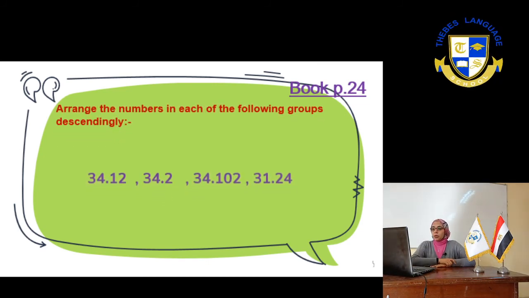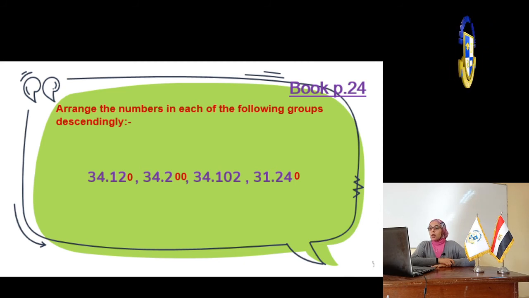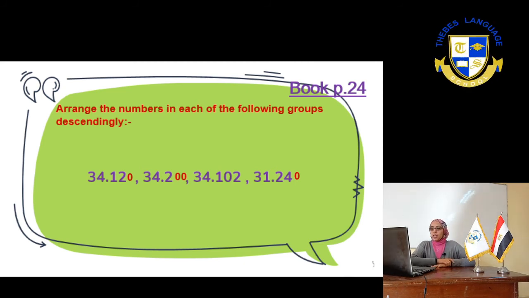The last question in your book also, page 24. Arrange these decimals in a descending order. At first, search for the greatest whole number. Which is greatest? 34. But we have 334. Now, make the balance to the decimal part.